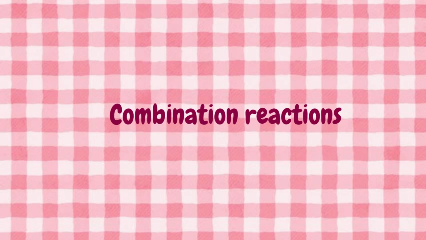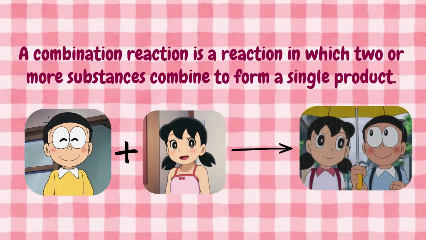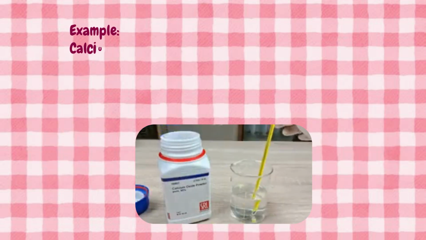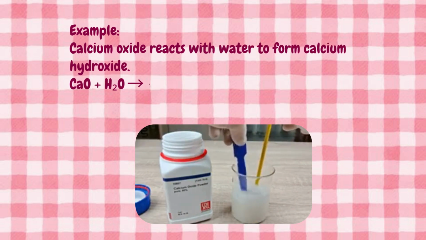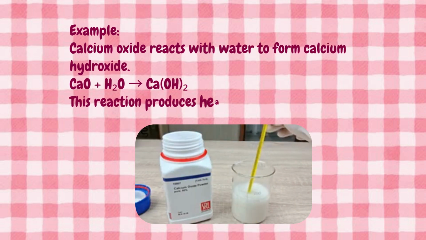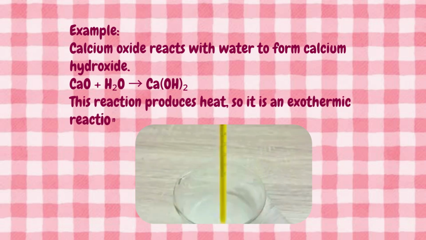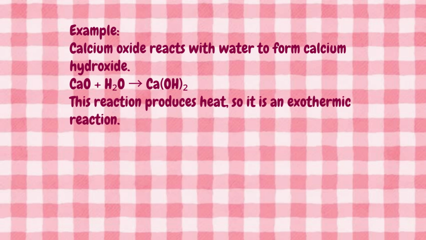9. Combination reaction. A combination reaction is a reaction in which two or more substances combine to form a single product. Example: calcium oxide reacts with water to form calcium hydroxide. CaO plus H2O, right arrow, calcium hydroxide. This reaction produces heat, so it is an exothermic reaction.